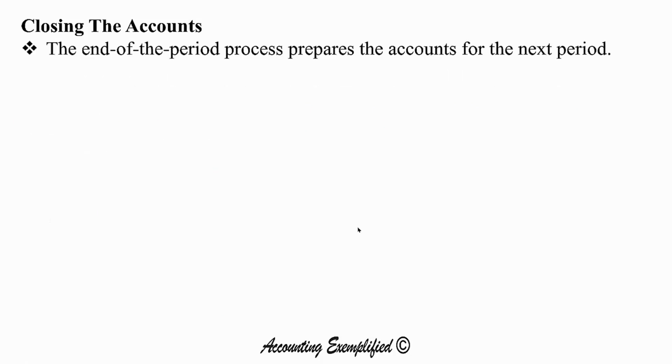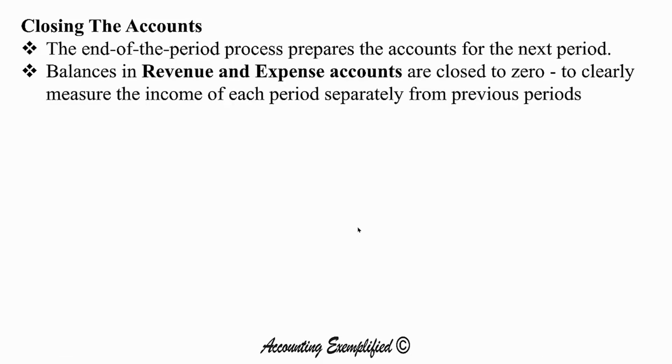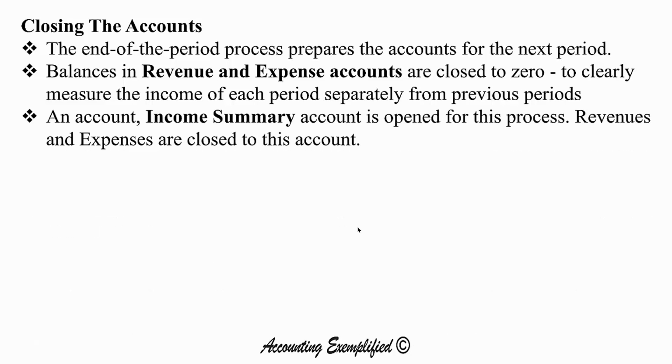Now, closing the accounts. This is the end of the period process that prepares the temporary accounts, that is the revenue, expenses, and withdrawals for the next period. Balances in the revenue and expense accounts are closed to 0 so that they can measure the revenues and expenses and the income separately from the previous periods. During the closing process, an account called income summary is opened. Revenues and expenses are closed to this account.